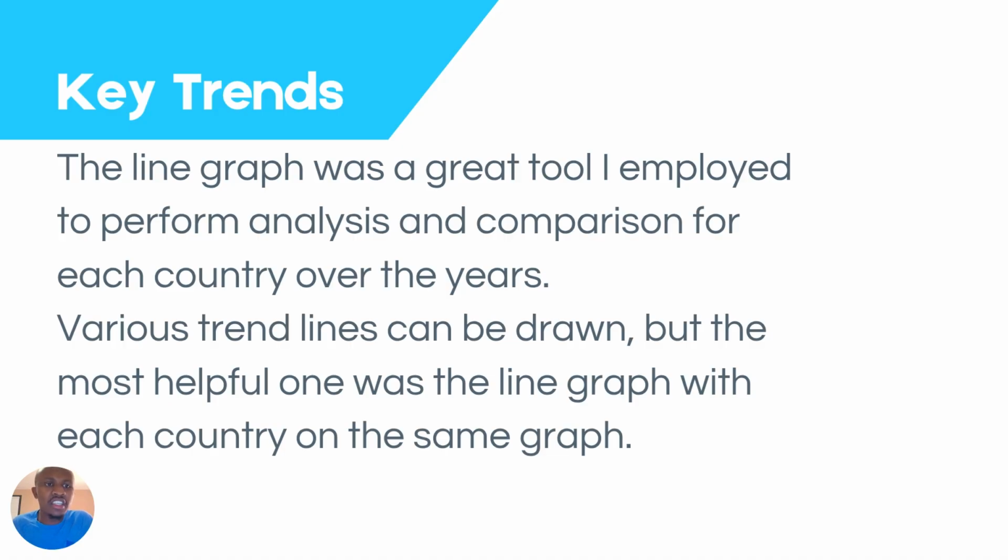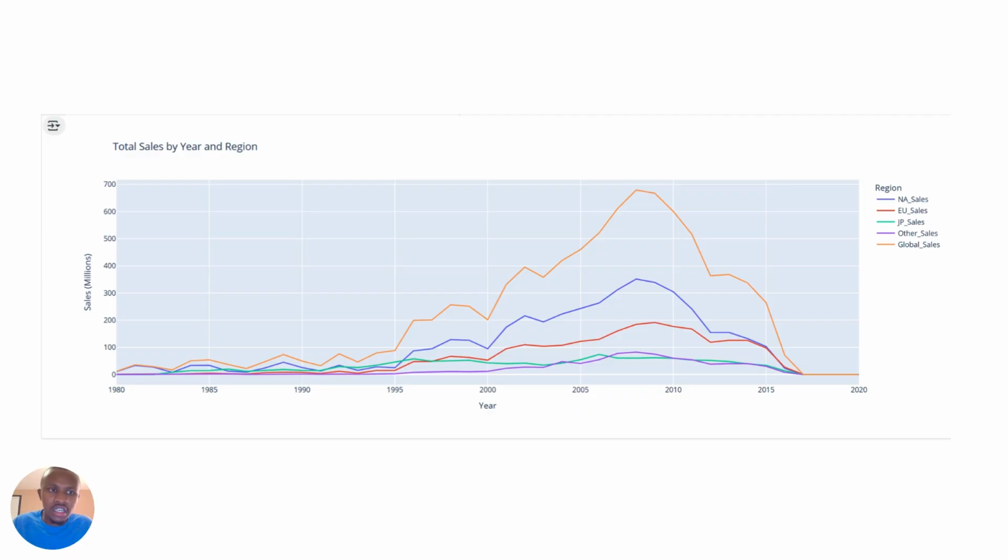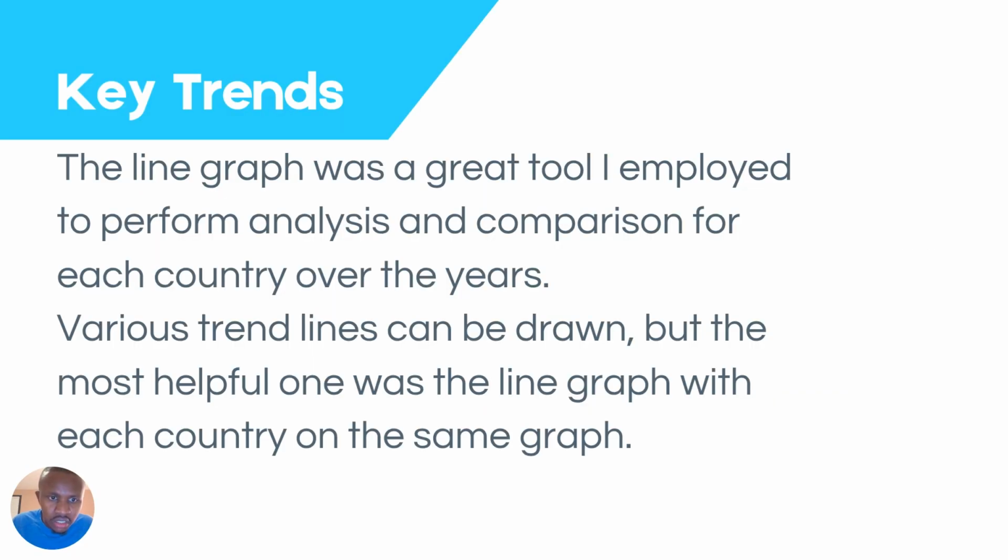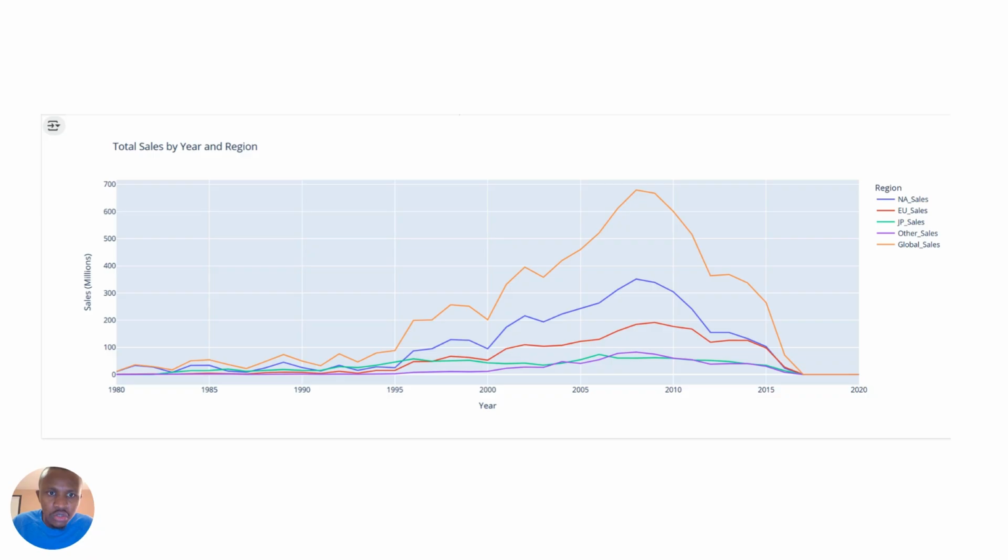So, what are the key trends that I was able to identify in this particular project? I realized that using a line graph, you are able to do analysis and make comparisons for each country. So various trend lines can be drawn, but the best and the most useful one would be a line graph with all the countries on the same graph. If you do that, actually, I was supposed to show you the Python code for that. So you draw a Python code.